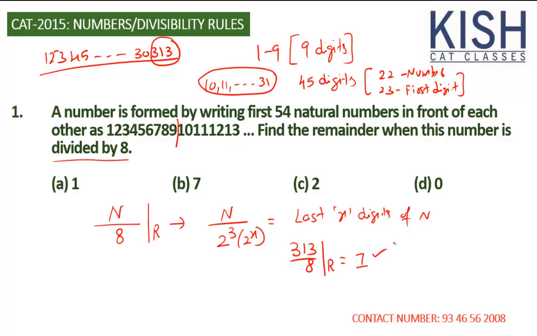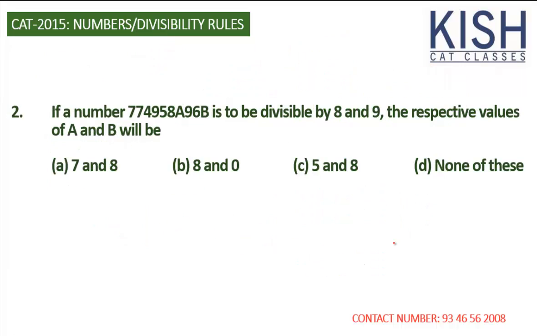Let's solve question number 2. If a number 774958A96B is to be divided by 8 and 9, the respective values of A and B will be. It's quite a simple number.